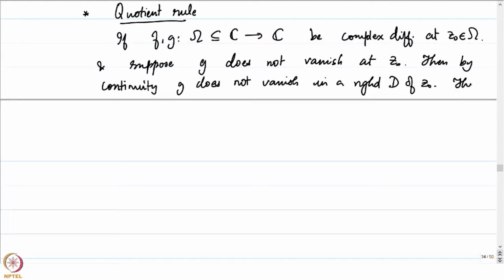Then f by g is complex differentiable at the point z naught in D. So I will stress upon the fact that complex differentiability is a local property, and therefore when I talk about complex differentiability at x naught, whether it is thought of as a point in D or as a point in omega, there is no difference, it's the same. The idea of complex differentiability is a local property at a given particular point.